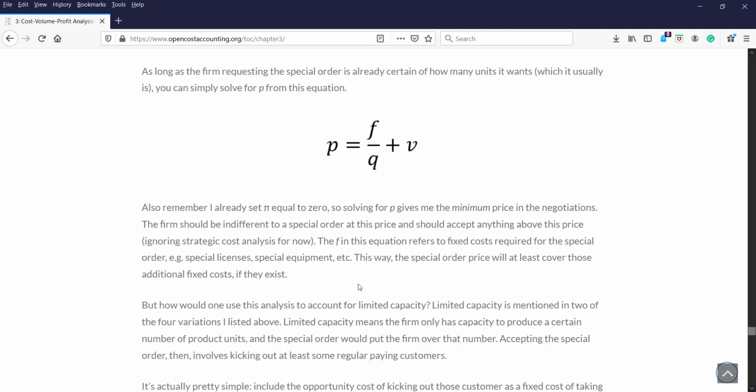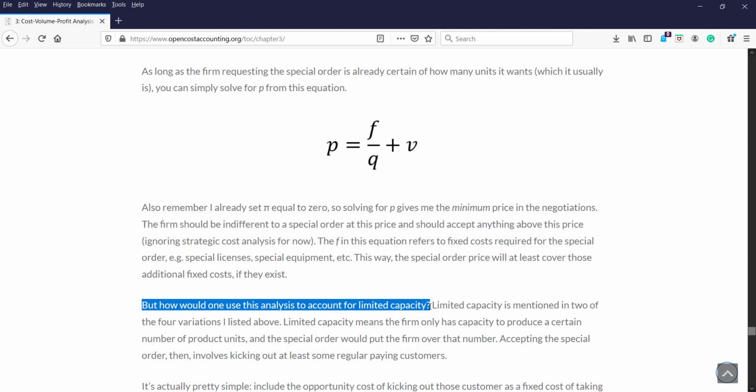And where a lot of people get tripped up is capacity. That's also a fixed cost of taking the order. Because if we have limited capacity and they're asking for enough units that we can't cover it with our excess capacity, let's say we have 1,000 units we can produce in a period in our factory. We are currently at 900 units that we're producing. So we have excess capacity of 100 units. We can produce 100 units without any changes. They'll just use our excess capacity.